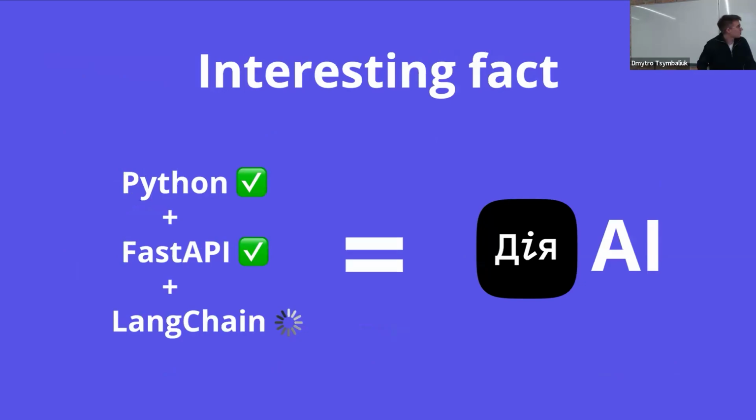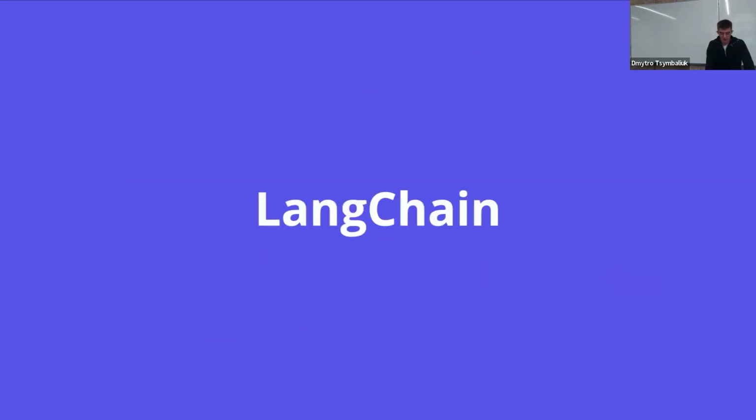Also, an interesting fact, I want to continue this line from the previous presentation. That's the whole stack of Dia AI. It's a helpful assistant from Dia developers. And actually, they use the same stack as we have in this course. So Python, FastAPI, and LangChain. And we already know what Python and FastAPI are. And today we will speak more about LangChain. So yeah, I think that's a sign that this stack is relevant.